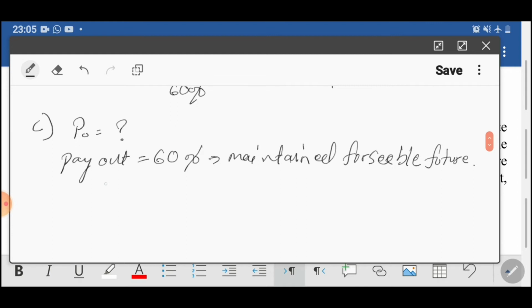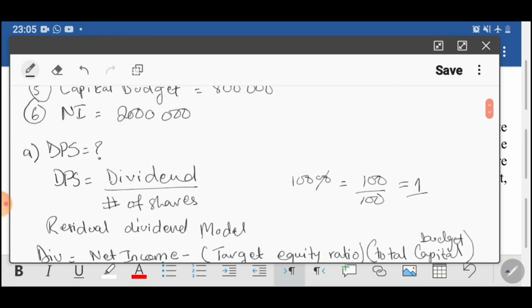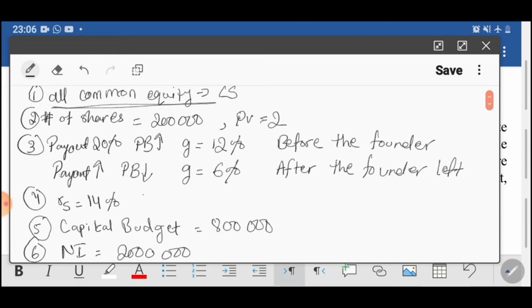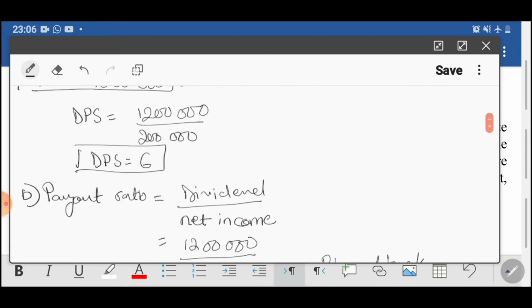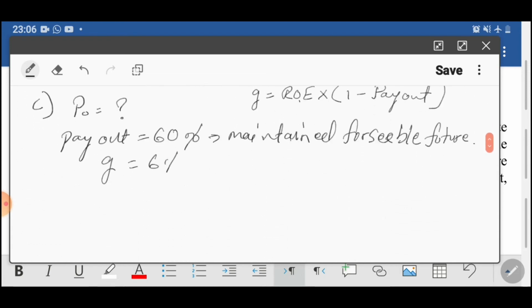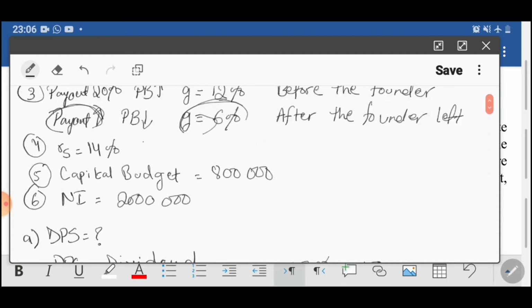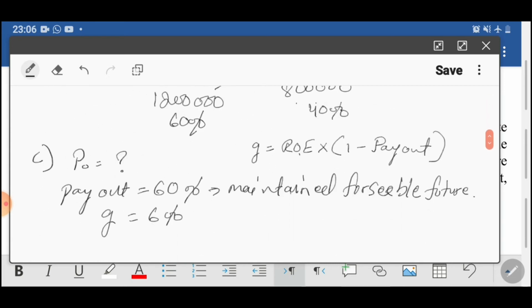If this payout is maintained in the future, then the growth rate will also be maintained, because the growth rate formula is return on equity times 1 minus the payout. So if the return on equity remains the same and the payout remains the same, most probably the growth rate will also be maintained in the future. So at 60%, now let's go back over here. 60% is a new payout. At this payout, what was the growth rate after the founder left? It was 6%. So the growth rate used here will be 6%. And what else was given in the question, r was also given, which is 14%.